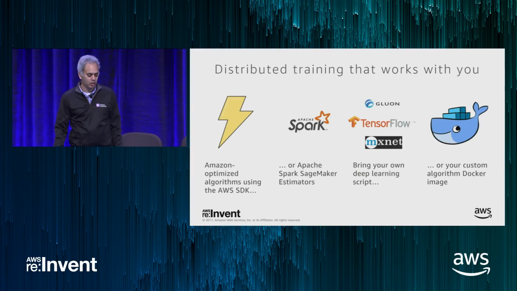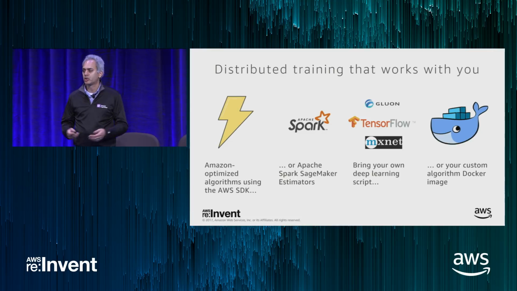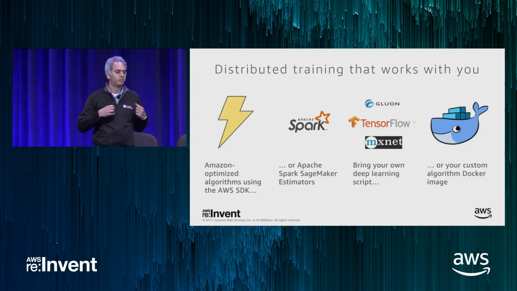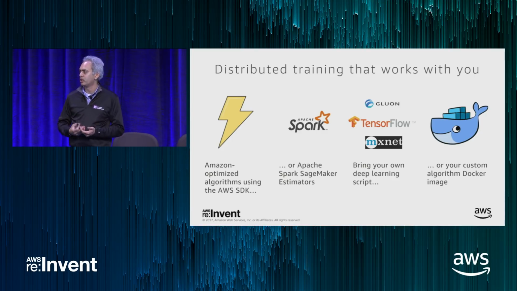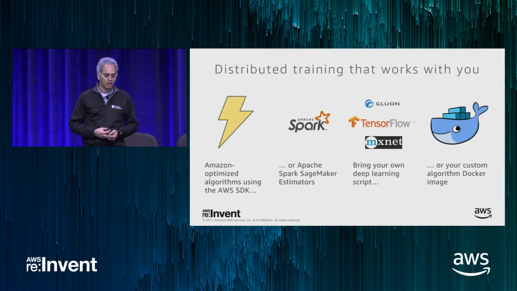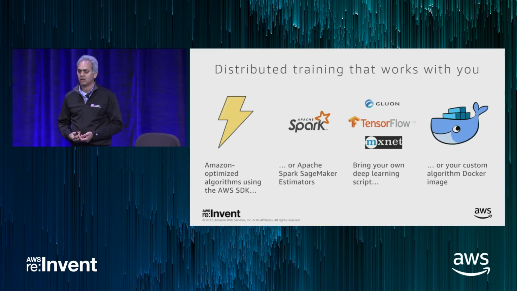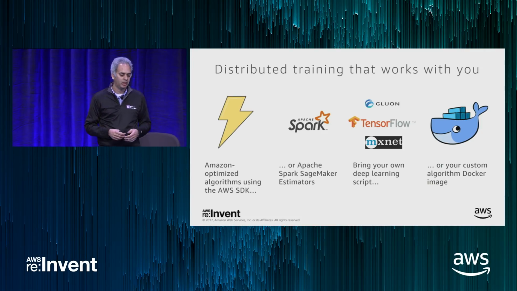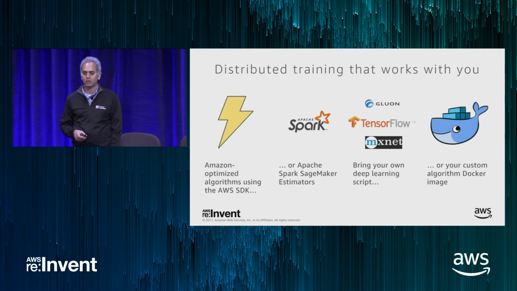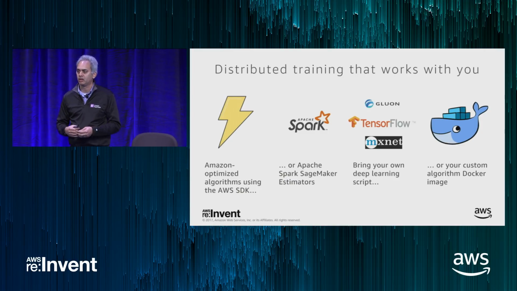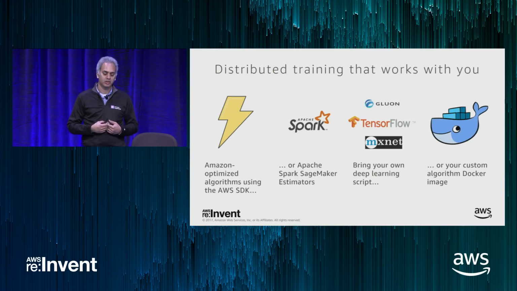The third thing that you can do is bring your own deep learning script. Supposing the algorithms that we provide are not sophisticated enough for your data scientists or your data science skills, and you want to use deep learning. You can bring your own deep learning script and submit that script to SageMaker, and we will spin up a cluster. We'll do the distributed training, whether it's TensorFlow or MXNet. We'll set up the parameter servers, set up the workers, everything, and bring you back the results.